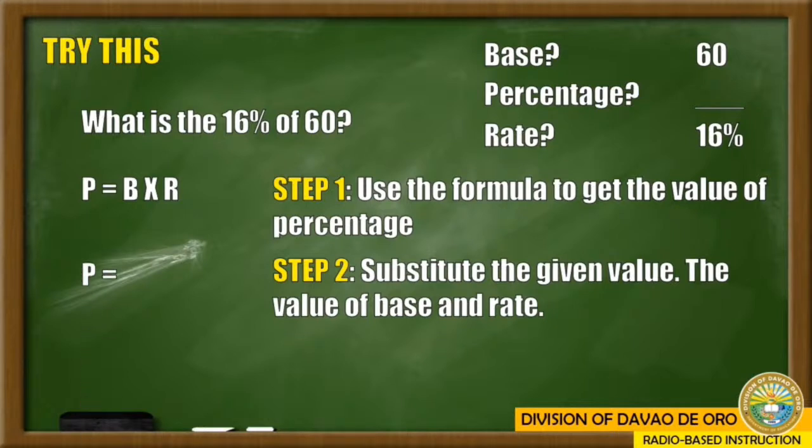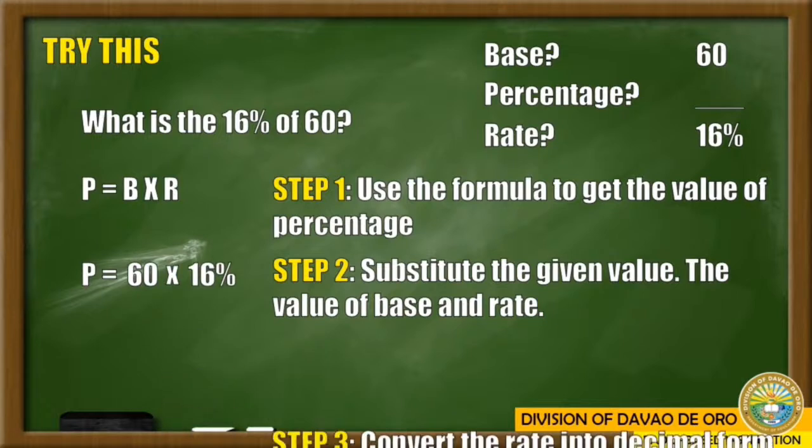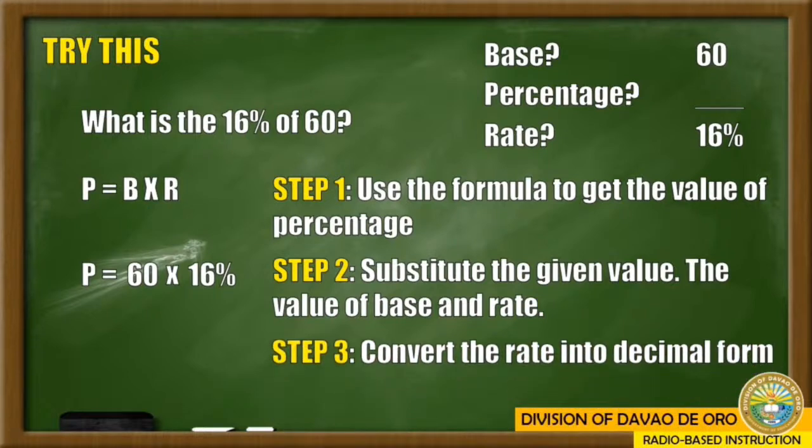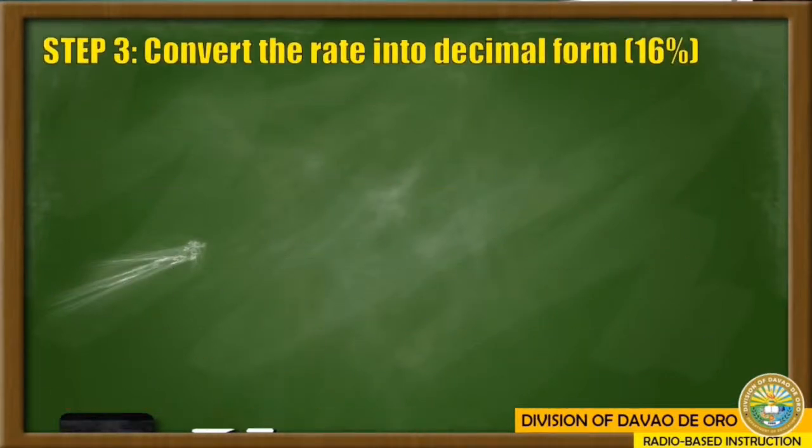So percentage is equal to, what is our base? Good job, 60. Times, how about our rate? Very good, 16%. Step 3, convert the rate into decimal form. So we will convert the rate into decimal form, which is 16%.